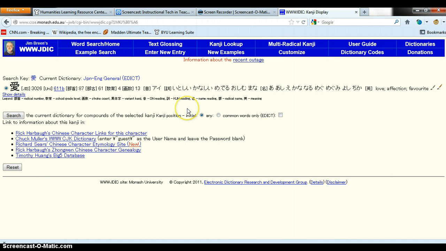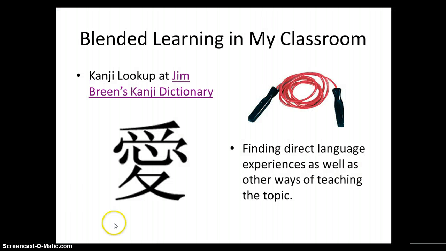And we're also able to see more things that maybe are not as apparent to some students, such as the grade level that this would be learned at in Japanese school, or the especially difficult thing, the stroke count. Often students have a hard time figuring out, is this 1 stroke, is it 2, how does this combine? So this is a great resource for kanji learning.